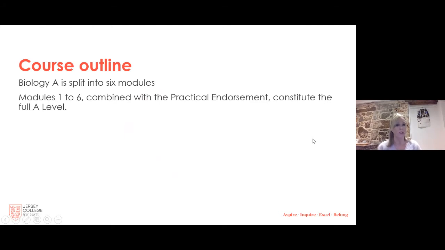Now, the A-level itself is split into 6 modules. Module 1 actually isn't taught, and I'll explain why that is in a moment. That links more to the practical endorsement. Module 2 to 6 are the taught modules, so those are the ones that actually contain the content of the course and the stuff that they need to learn, all the information, all the theory. The practical endorsement is obviously the practical side of things. We'll be doing assessments all the way through the 2 years, and I will go through that in a little bit more detail as we move through this presentation.